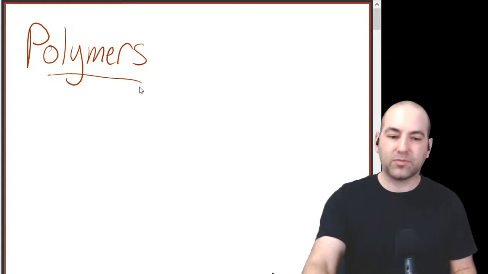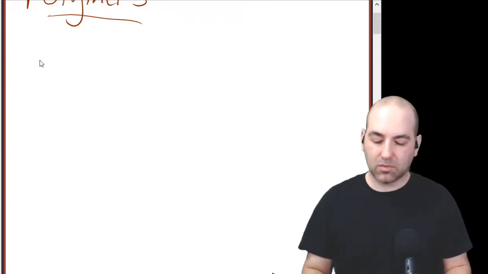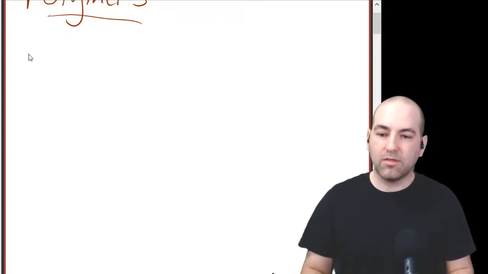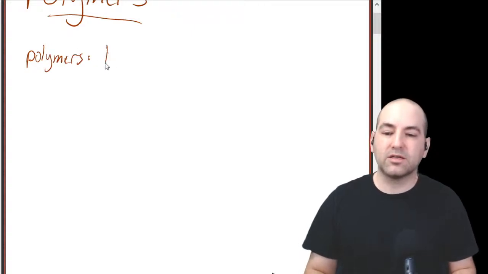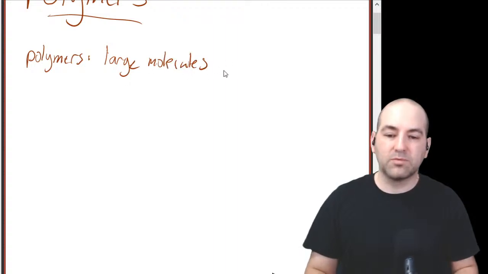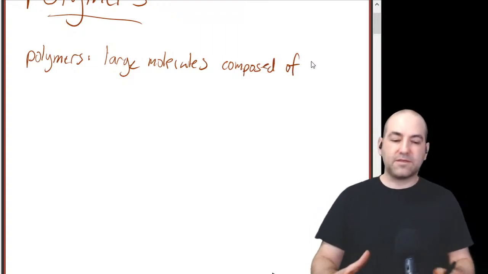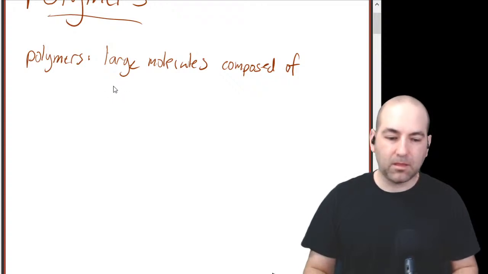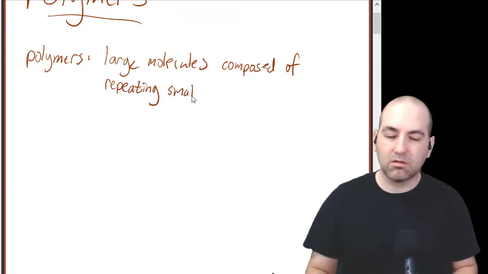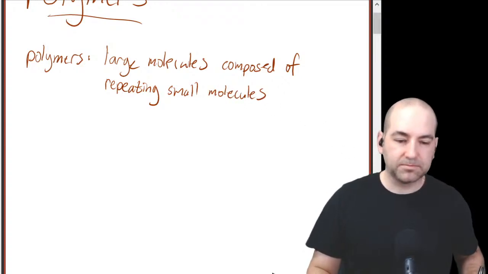So first of all, we should probably define what we're talking about here. In general, we can think of polymers as large molecules composed of, or made of, or synthesized by, repeating small molecules.